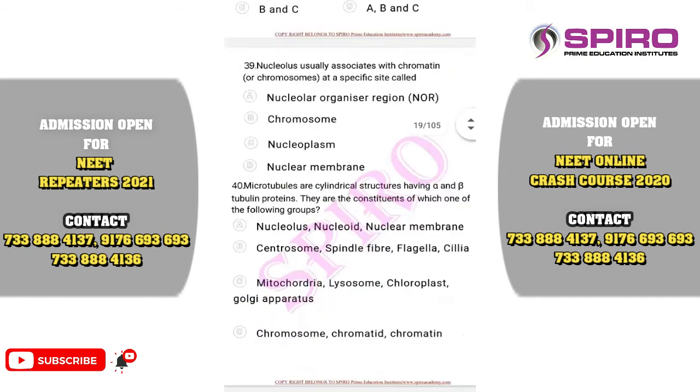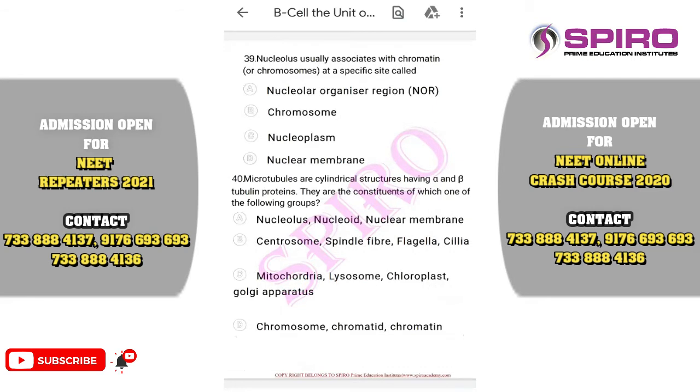The nucleolus usually associated with the chromatin at a specific site is called as... I told you about the primary constriction and secondary constriction. It deals with the place where the secondary constriction is present. The region where the nucleolus is associated with the chromatin is the nucleolar organizer region. It is NOR. So the correct option is option one.